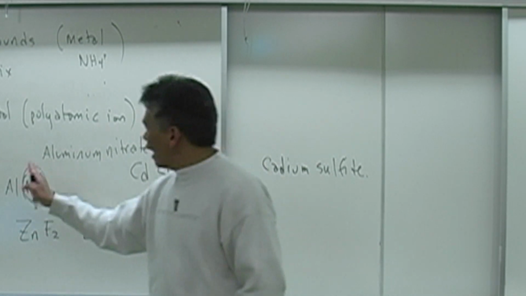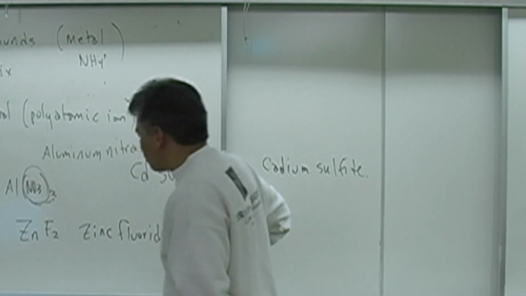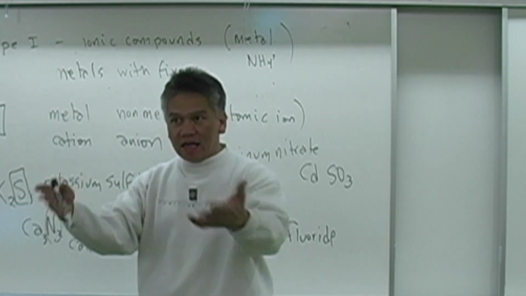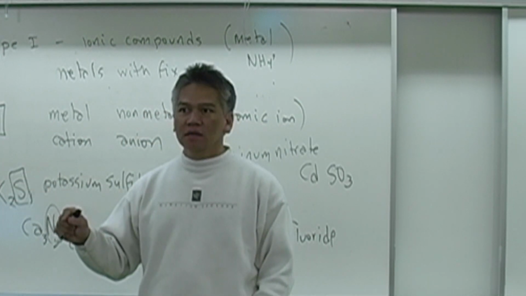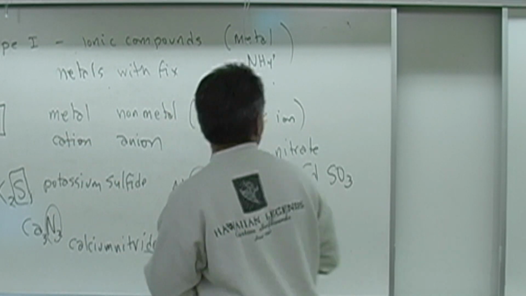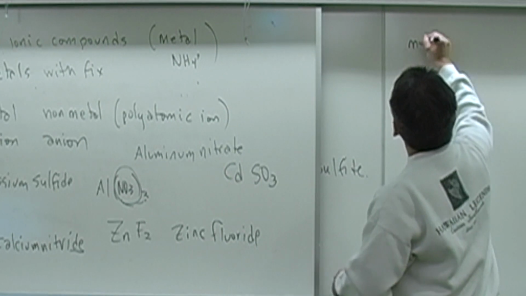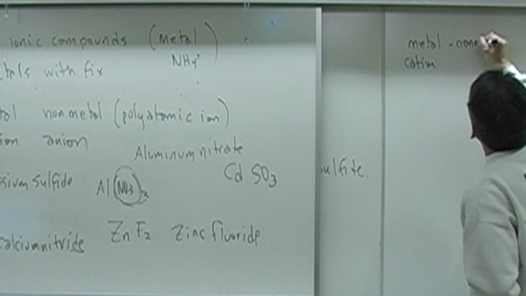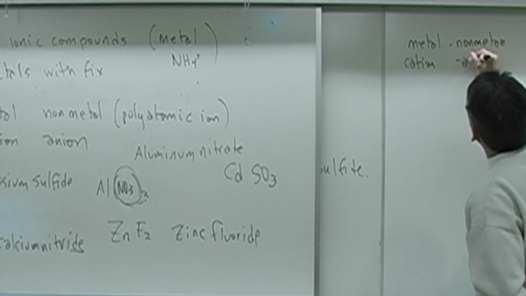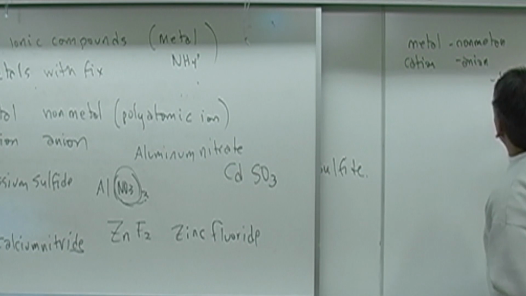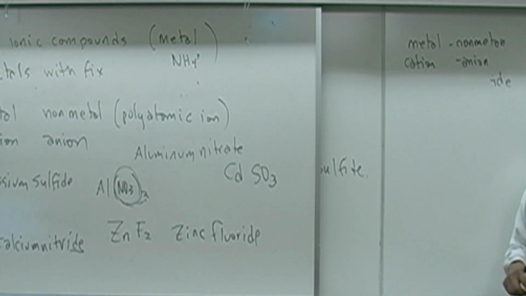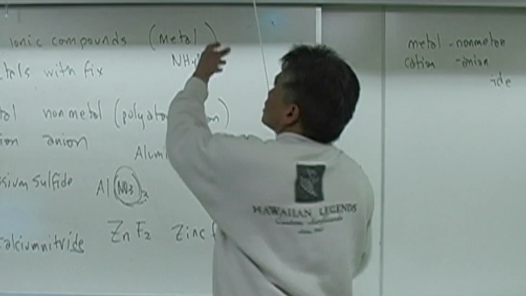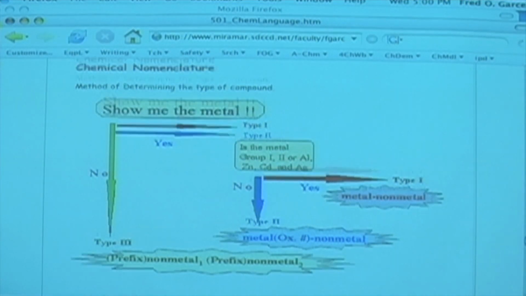Zinc fluoride, aluminum nitrate, cadmium sulfite. I just name the elements that make up that chemical. That's type 1. Okay? Type 1 is you name the metal or the cation followed by the non-metal or the anion. And if it's elemental, then you give it an ide ending. If it's polyatomic, you name the polyatomic ion. Okay? And that's summarized right here, if you want to review these rules.